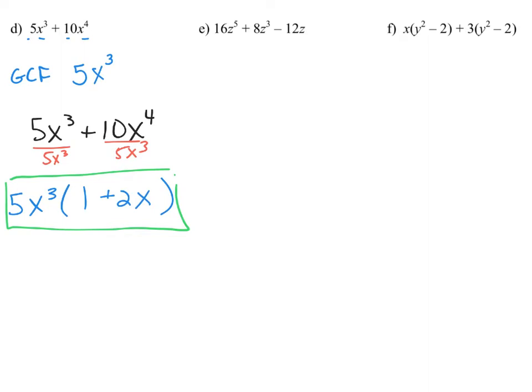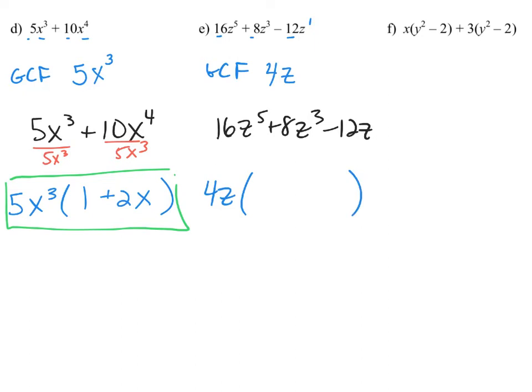In the second example, E, we have 16z to the fifth power plus 8z to the third power minus 12z. We begin by finding the greatest common factor of the coefficients 16, 8, and 12, and 4 is the greatest common factor of all three of those coefficients. All of these terms have the variable z, so we factor out z with the smallest exponent of 1. So we can take our polynomial 16z to the fifth plus 8z to the third minus 12z and factor out the greatest common factor of 4z.